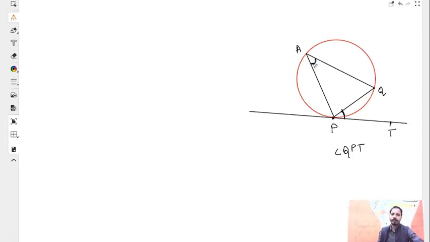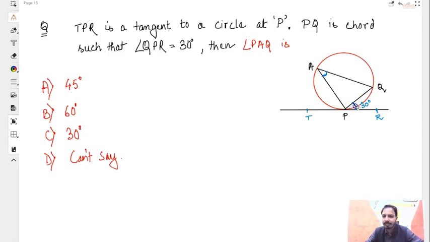Yeah. What is the relationship? So this is the question. They're asking, if this is 30 degrees, what is the measure of this angle? How will you tell? Yeah, 30. So if this is 30, this is 30. Both of them are equal.